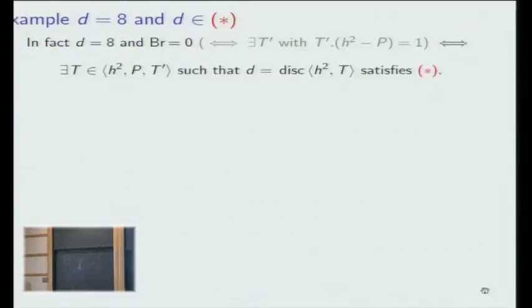Okay? So when D equals 8, but there's another D, that should really say D primed is in star. What's going on is the following. So D equals 8 and the Brauer class vanishes.